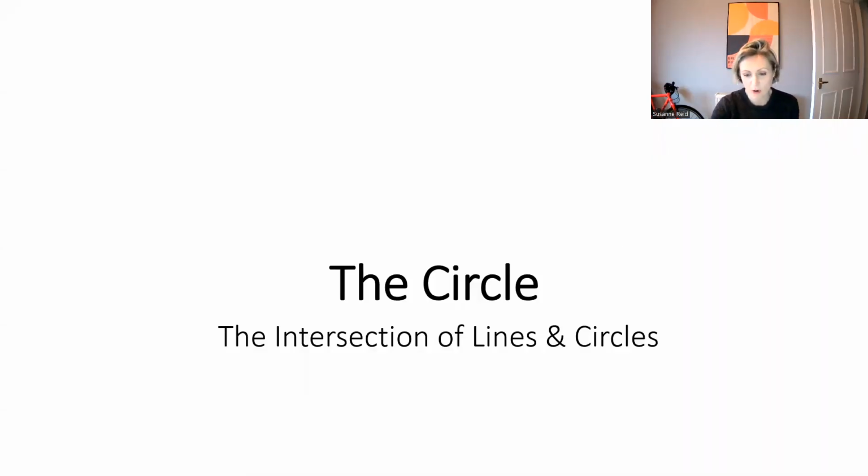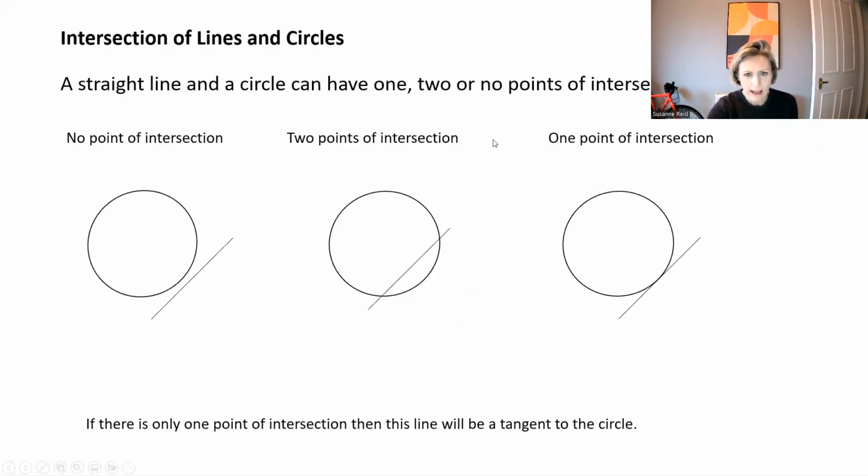Okay, the intersection of lines and circles. So some examples of problem solving here. You'll remember that this is quite similar to the parabola stuff. So hopefully this is familiar, but I'll go over it anyway. You've got your three situations here. You've got no point of intersection where the line and the circle don't meet at all, 2 points of intersection, or 1 point of intersection where it's a tangent, okay?